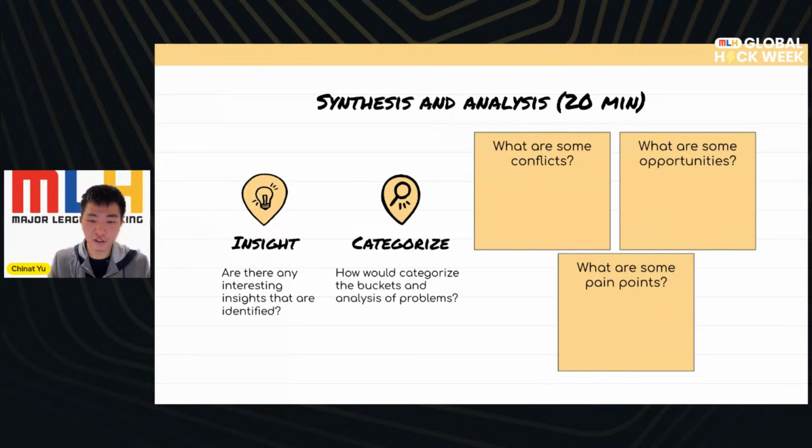So once you've conducted all your interviews, collected all your forms and gathered all these different bits of information, the next stage is to figure out how you can potentially synthesize these insights and categorize them. Some of the buckets and areas you might be thinking about are: what are some of the conflicts in these ideas? What are some of the opportunities? And what are some of the pain points?